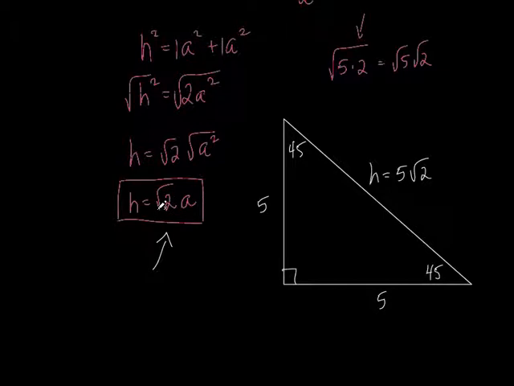Remember, it's not a 2. You can't go 5 times 2, right? It's not double. It's only 1.4, right? So it's 5 times the square root of 2.